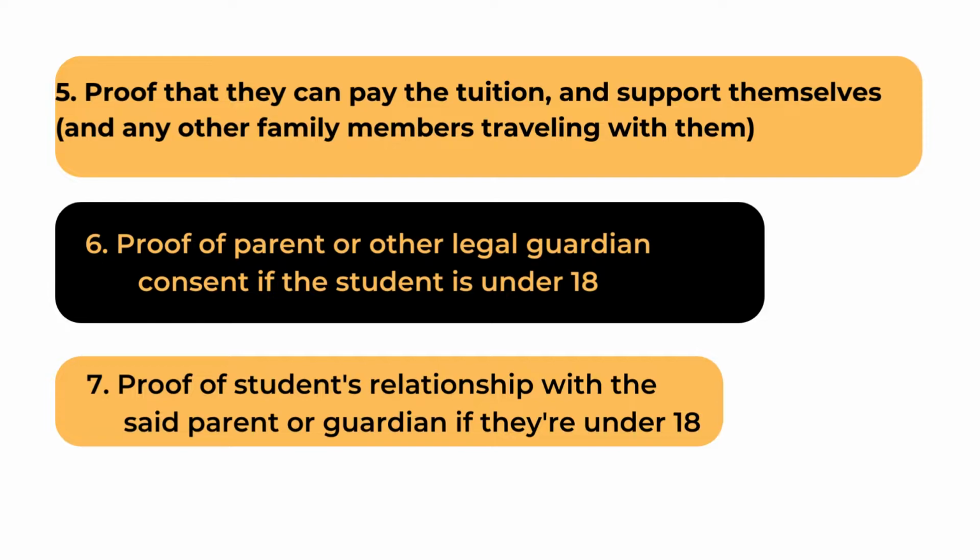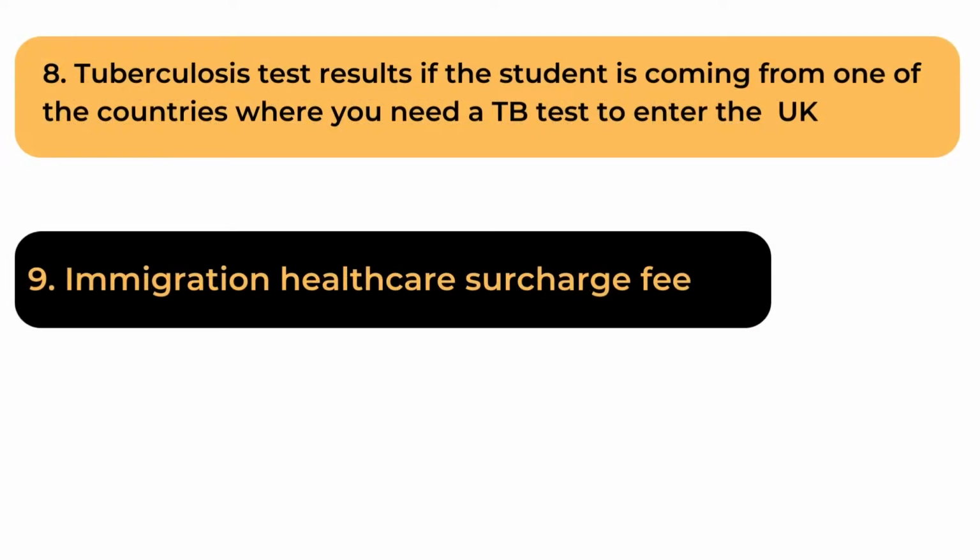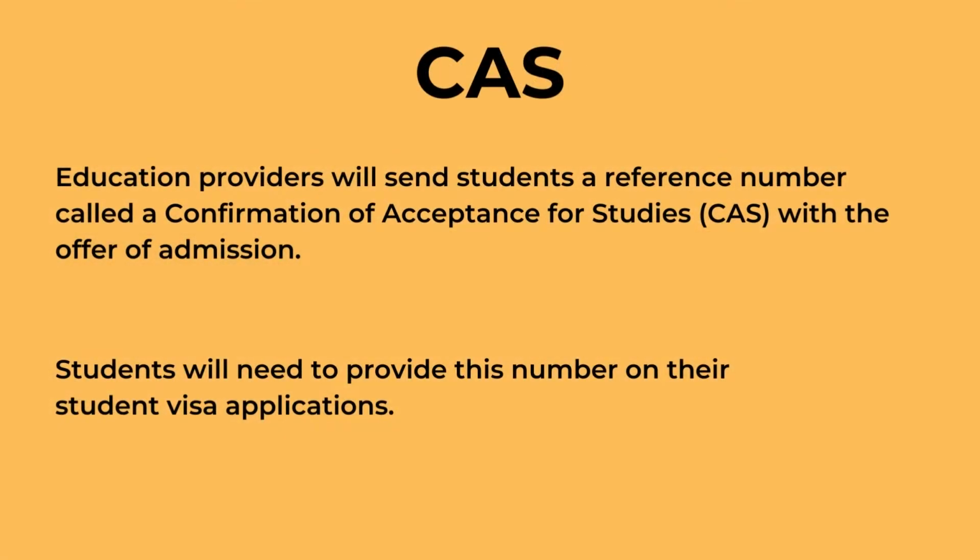proof of student's relationship with the said parent or guardian if they are under 18, tuberculosis test results if the student is coming from one of the countries where you need a TB test to enter the UK, immigration healthcare surcharge fee. Education providers will send students a reference number called a Confirmation of Acceptance for Studies, CAS, with the offer of admission. Students will need to provide this number on their student visa applications.